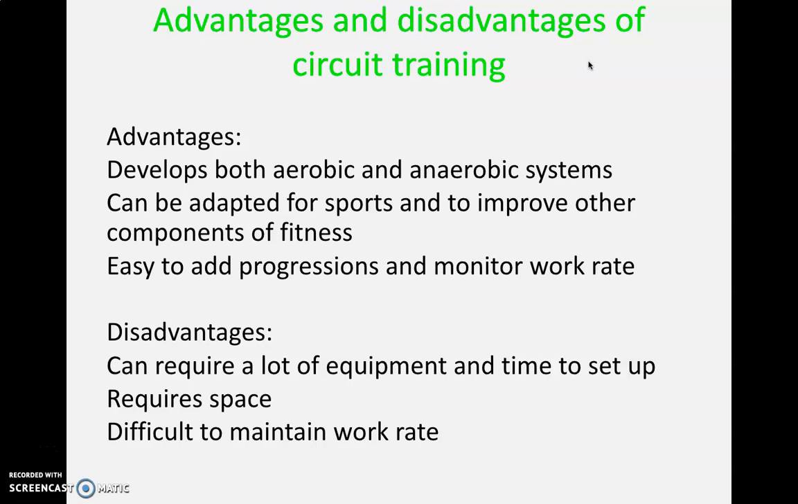But it's a circuit. A lot of it will probably require equipment and space. You've got to be able to afford that equipment. You've got to be able to set it up. You've got to know how to use it. You've got to have the space to put it in. And it's really hard to do. Circuit training is tough work, so it's hard to maintain that work rate throughout it.